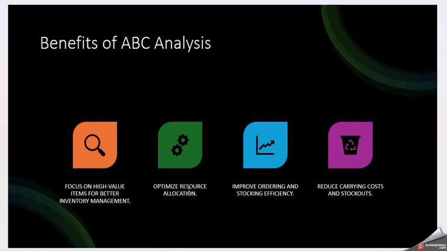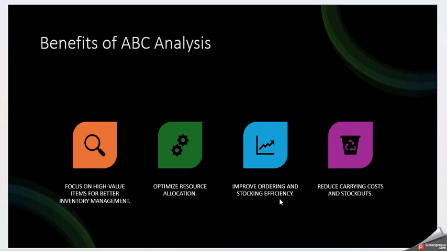Then optimize the resources allocation. So here it will help you to focus more and dedicate a lot of resources to handle the A categorization parts or suppliers or products than the C class. So you can focus more and increase more and more profit, yield your profits higher.